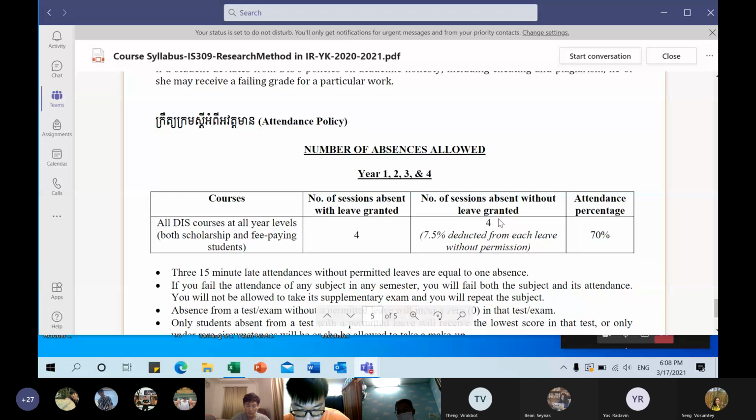So if you are absent more than 4 times without leave permission, you will fail attendance score. Okay, fail attendance score. Like for last semester, no one failed attendance, right? I haven't checked it yet. I haven't calculated it totally yet, so I cannot confirm.